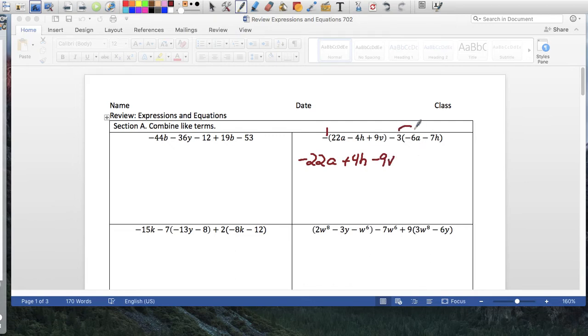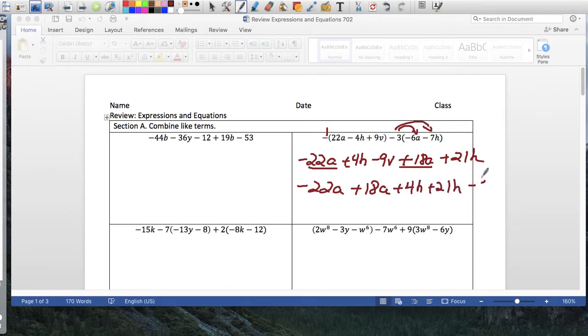Now here, please be careful. It's negative 3 times negative 6a. Negative times a negative is a positive. And negative again times another negative is positive. And this time 3 times 7 is 21h. So 22a plus 18a, those two I moved, right? And then the h, I have a 4h, plus 21h, and then the minus 9v is all at the end.